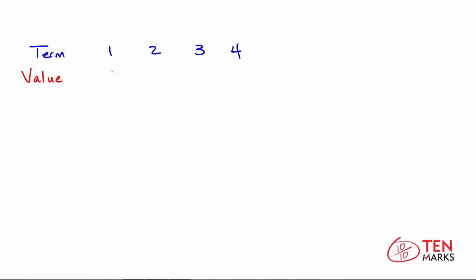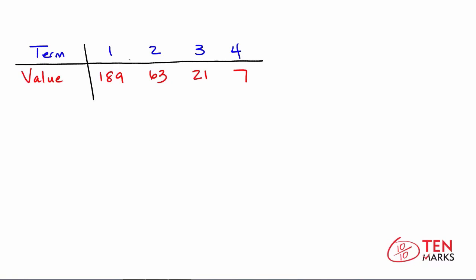For the first term, you have a value of 189. For the second term, you have a value of 63. The third term is 21. And the fourth term is 7. We'll make a table around this so we can keep track of all the numbers separately. Now we have our terms, and our sequence is 189, 63, 21, 7. Is this geometric or arithmetic?